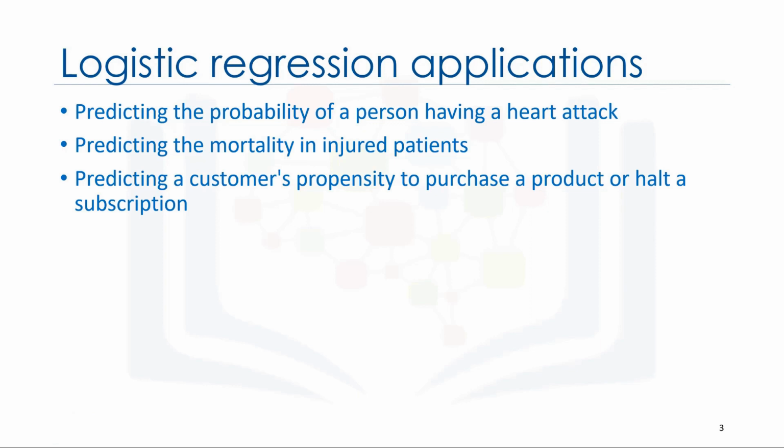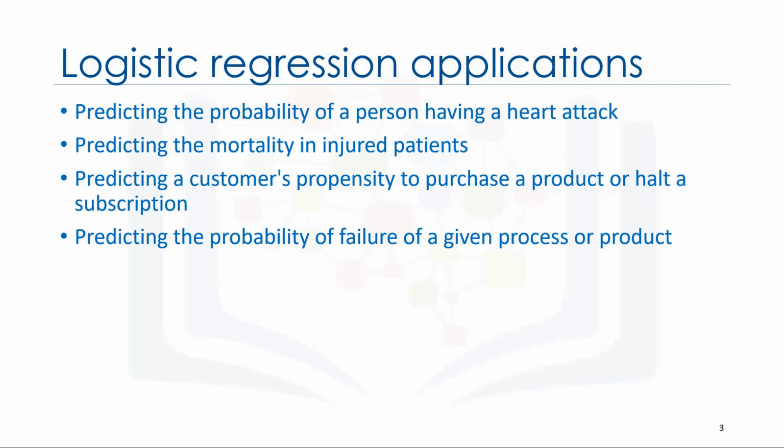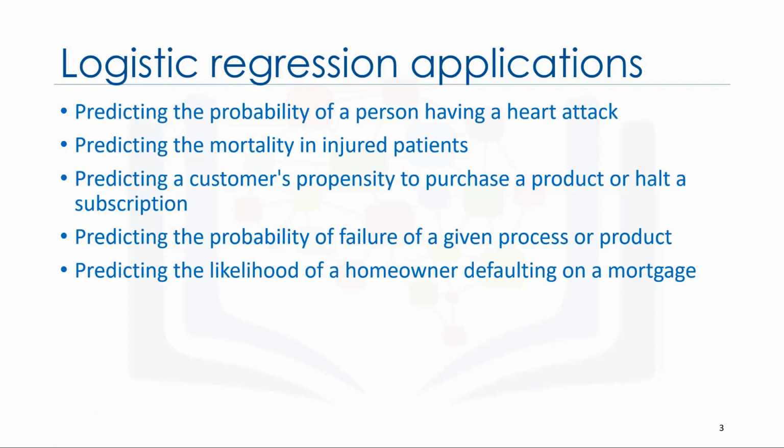In a marketing context, we can use it to predict the likelihood of a customer purchasing a product or halting a subscription, as we've done in our churn example. We can also use logistic regression to predict the probability of failure of a given process, system, or product. We can even use it to predict the likelihood of a homeowner defaulting on a mortgage. These are all good examples of problems that can be solved using logistic regression. Notice that in all these examples, not only do we predict the class of each case, we also measure the probability of a case belonging to a specific class.